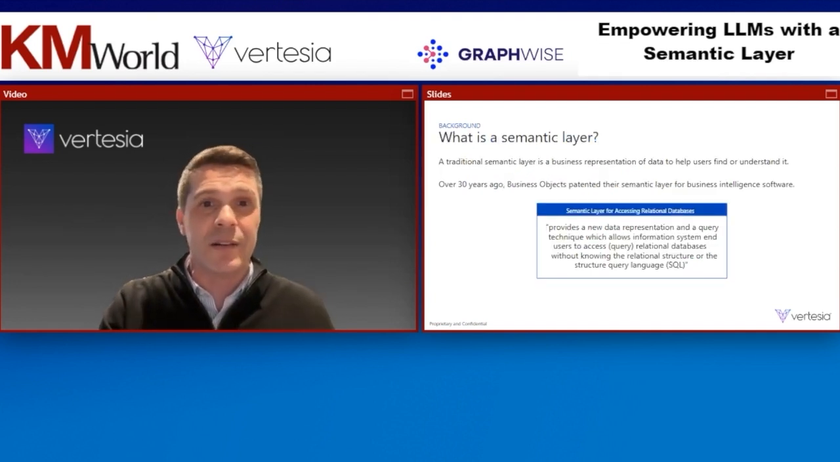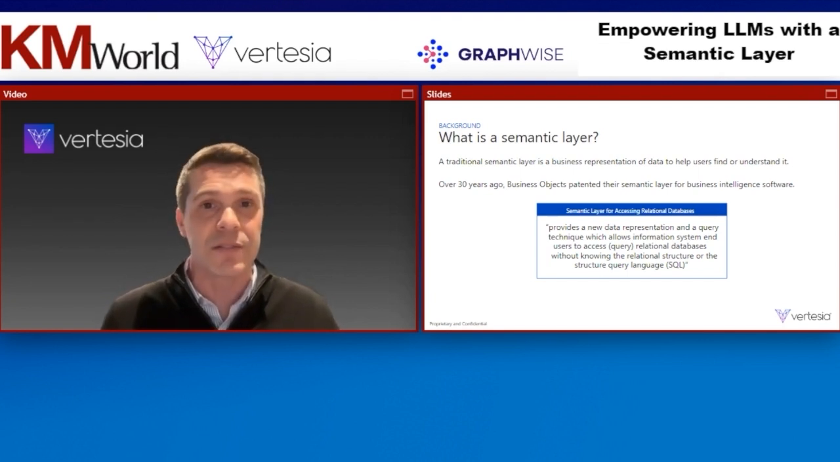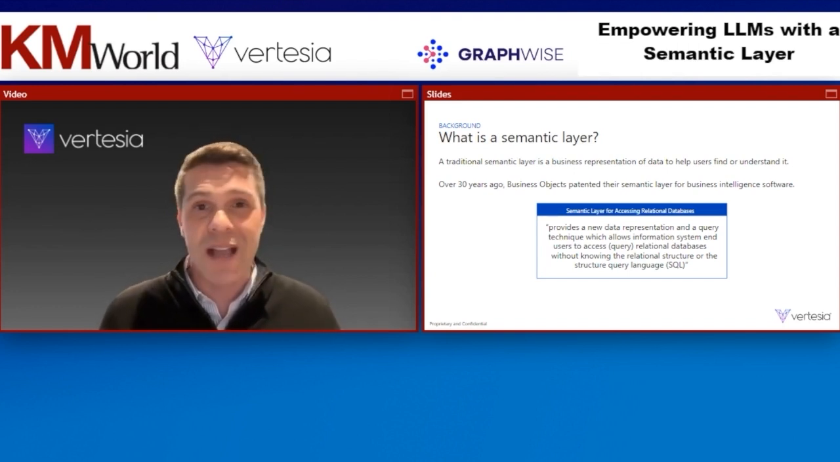So what's a semantic layer? Semantic layers are not new. In general, they provide a business representation of data that's intended for consumption by end users. One of the most well-known semantic layers was created by Business Objects over 30 years ago, for example, the semantic layer for accessing relational databases. Their semantic layer provided a new data representation and query technique to allow information systems and end users to access relational databases without knowing SQL. So that's what their semantic layer did as an example.